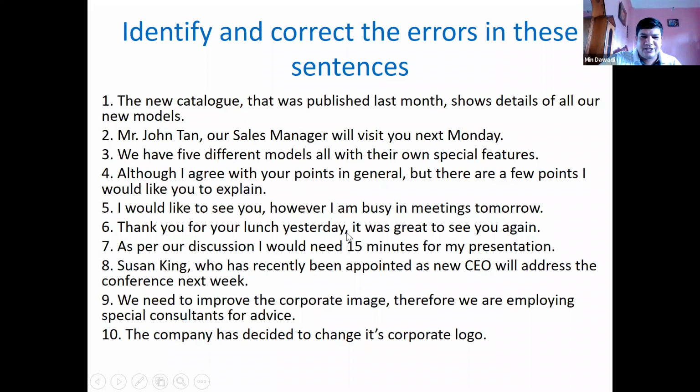Here there is no full stop, it should not be a comma but a full stop. Thank you for your lunch yesterday. Instead of a comma you give a full stop, and after the full stop a new sentence begins. It was. I is capital. After the full stop, a new sentence begins and I is capital. It was great to see you again. Like this.